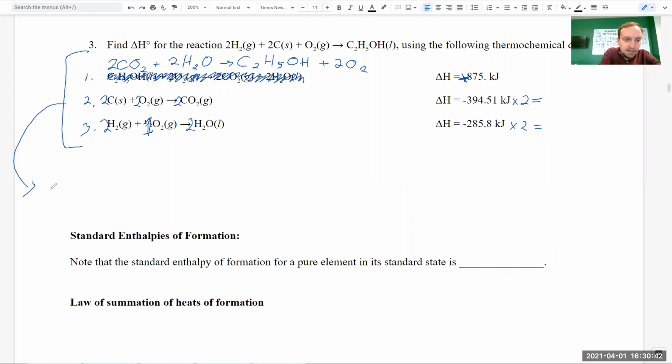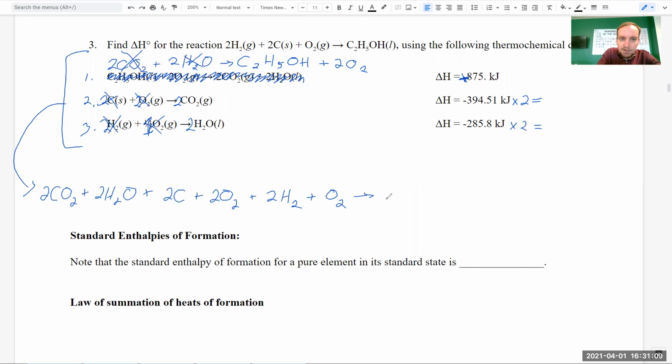So again, I'm going to start with the left side, 2 CO2 from reaction 1. I'm going to add to that our 2 waters. So this has now been used, this has now been used. I'm going to go on to reaction number 2 now. 2 carbons plus 2 oxygens. So that's been used, that's been used. I have 2 H2 and another oxygen from reaction 3. So that's used and that's used.